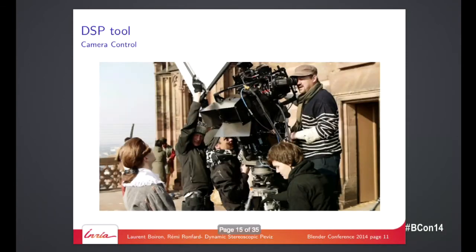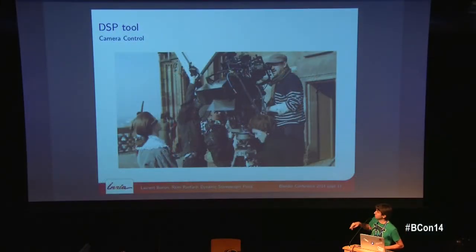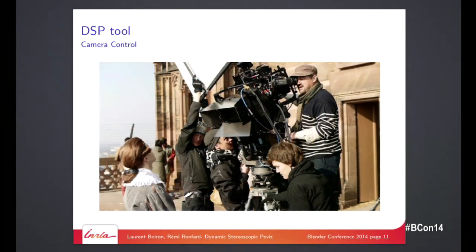Because on a real shooting session, there are many people behind the camera to control the camera, as you can see here. And it's not easy. Here is a 3D camera with at least three or four people, plus the one you don't see in this photo, controlling parameters of the camera. So eventually, what we could do is have many users with many gamepads, and all of them control one parameter at the same time, just like on a real shooting.